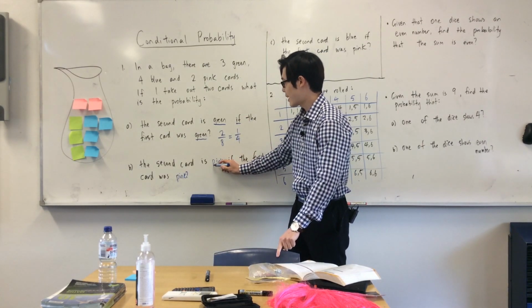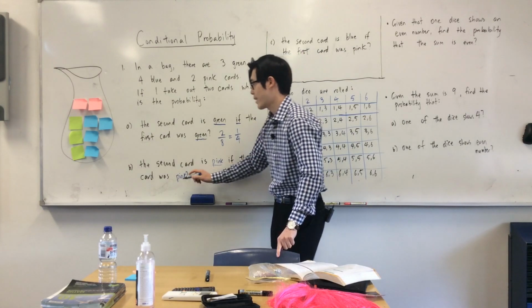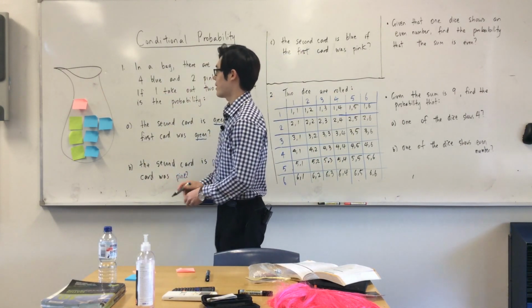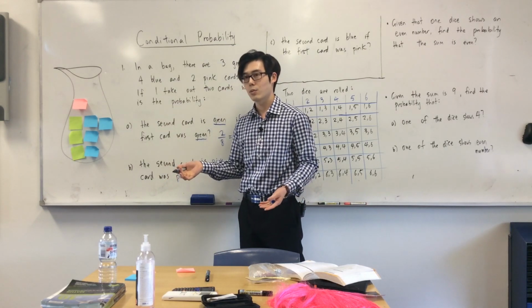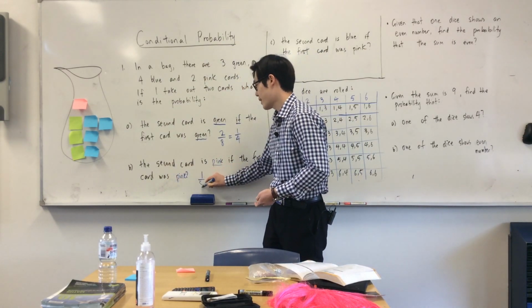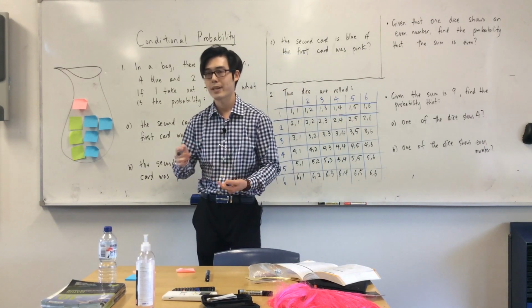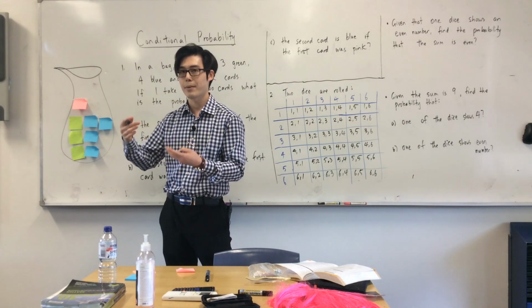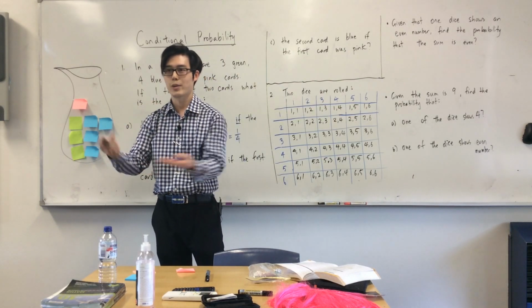What's the chance that the second card is pink if the first card was pink? So that means for my second pick, the first pink card is already chosen. So what's the chance of you picking a pink card now? 1 out of 8. So that's what conditional probability is. Something has already happened. What is the probability of something happening after they've told you what has happened? Does that make sense?